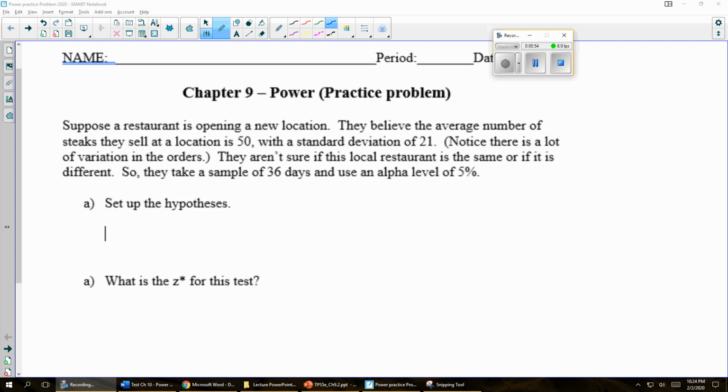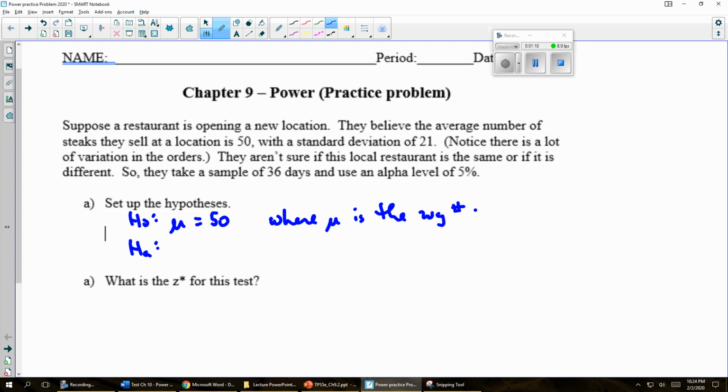Step 1 is to set up the hypotheses. So H0 is that this restaurant is just like the other restaurants, where mu is the average number of steaks sold each day. And they're not sure if this restaurant is different, so the alternative is the two-sided mu is not 50.